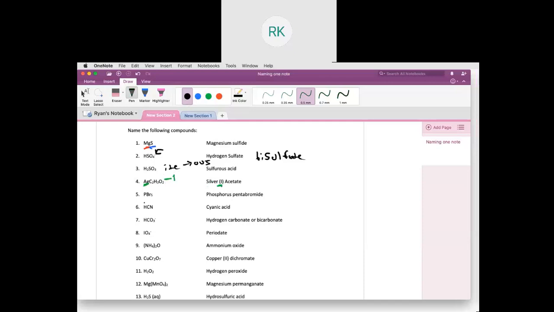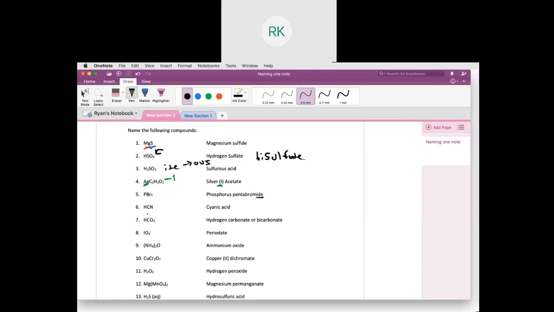Okay, number 5. Phosphorus and bromine are both nonmetals, meaning this is covalently linked, which means we're using our prefixes. So P, we're just going to write phosphorus. We don't have to write monophosphorus, so it's just phosphorus. And then there's 5 bromines, and so penta, brome, and remember our ending of ide.